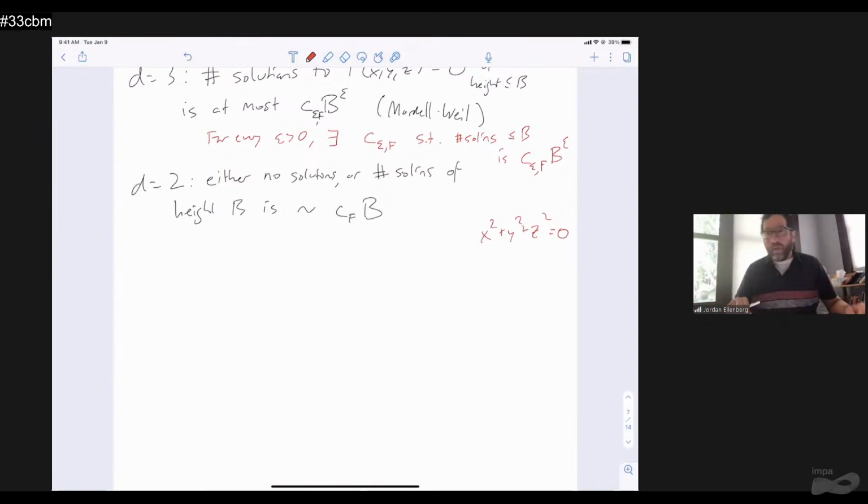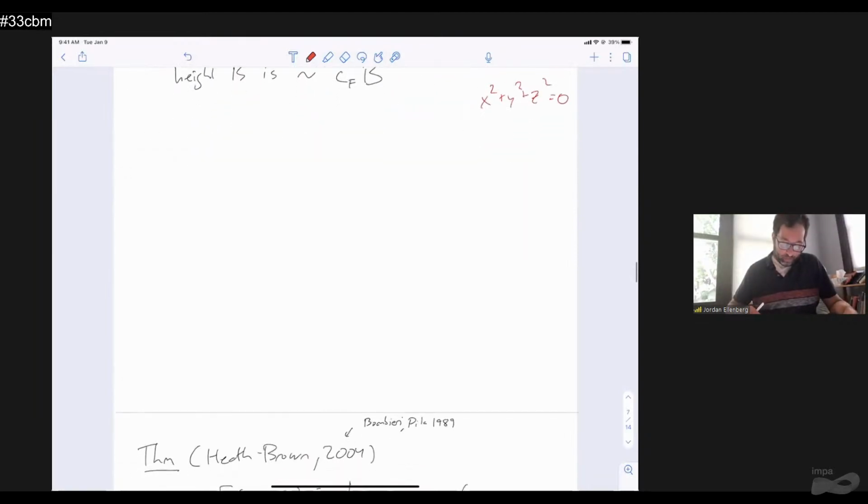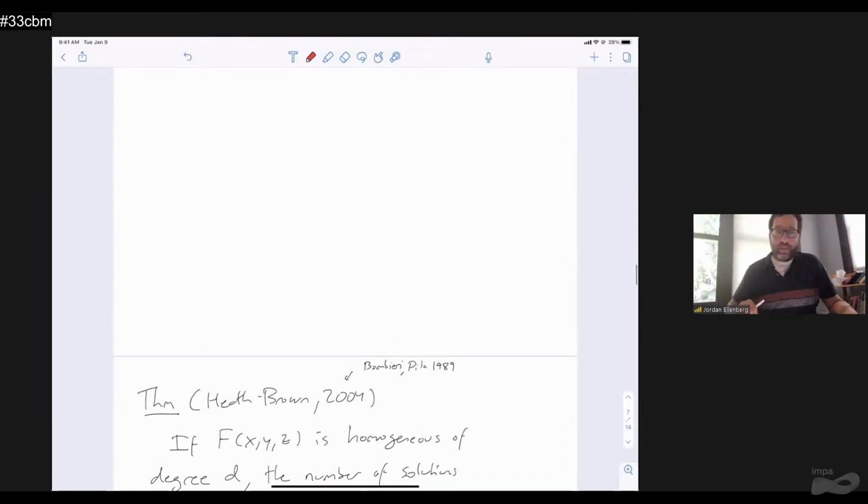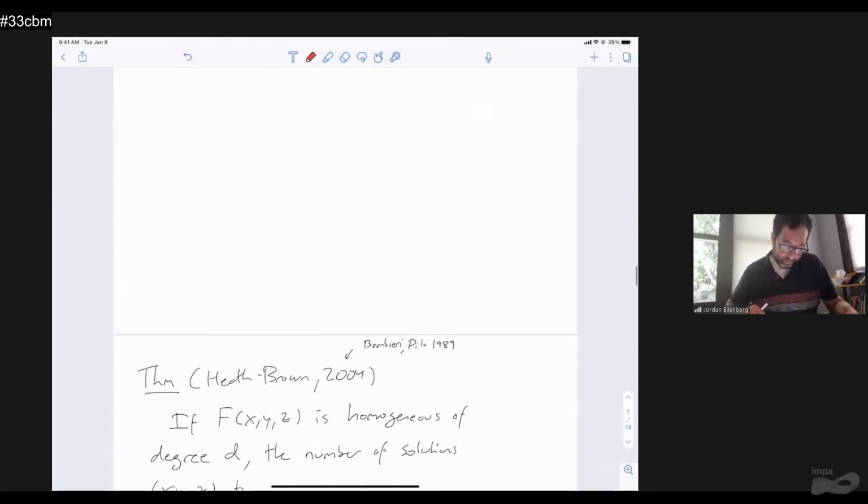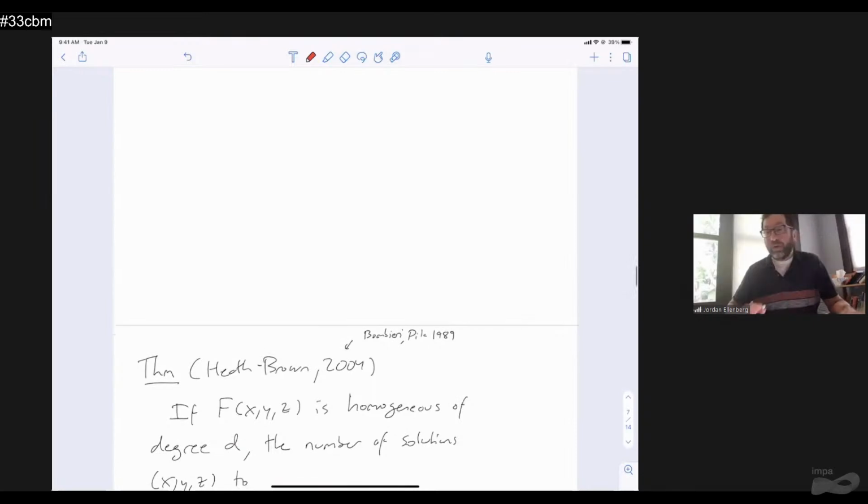But now I want to take this in a different direction for the second half of the talk, and talk about a wonderful theorem of Roger Heath-Brown that had a big effect on me that came out when I was a postdoc. A theorem of Heath-Brown from 2004, which built on earlier work of Bombieri and Pila from 1989. And ready, here's the theorem. It's again homogeneous equations in 3 variables.